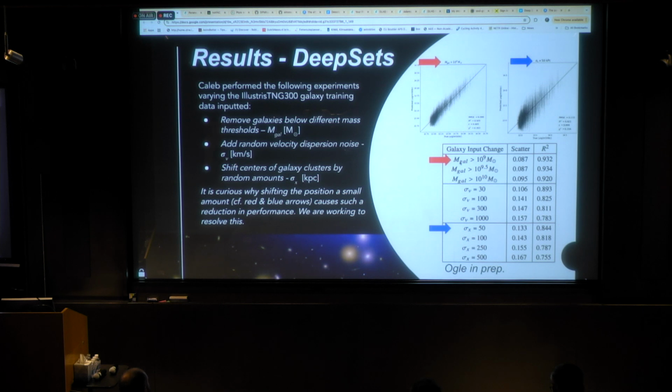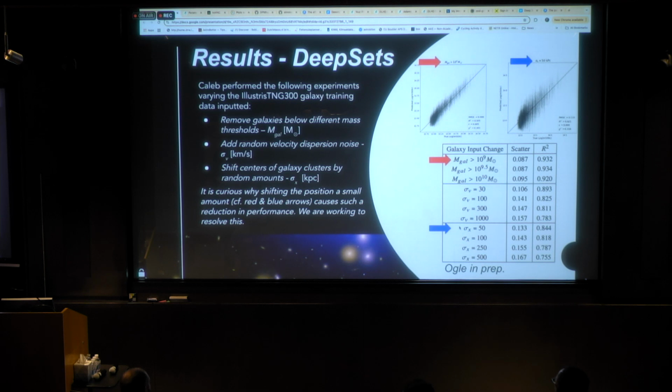Caleb has worked with the IllustrisTNG 300 data sets, and he has evaluated the moment network in terms of RMS scatter and the R-squared statistic. I won't have time to go over every result here, but one that is a little bit surprising is that a small amount of shift in the position, this blue one here, actually degrades the performance by quite a bit. But overall, it's quite good.